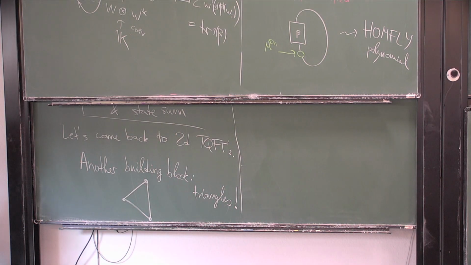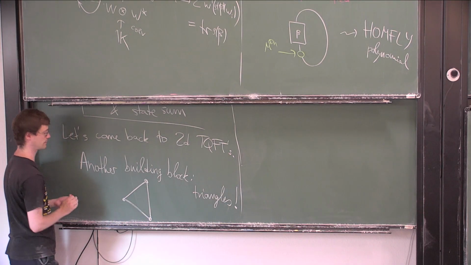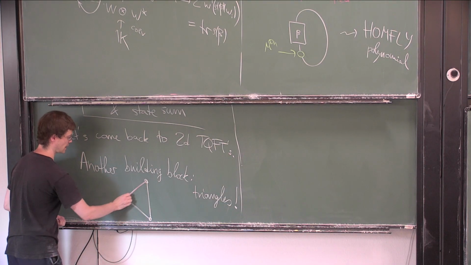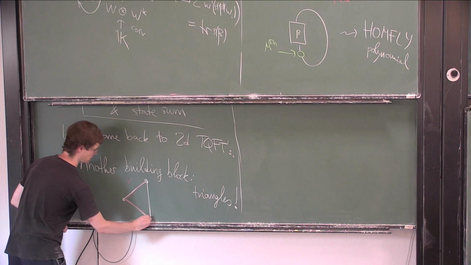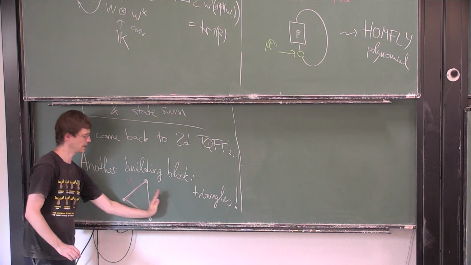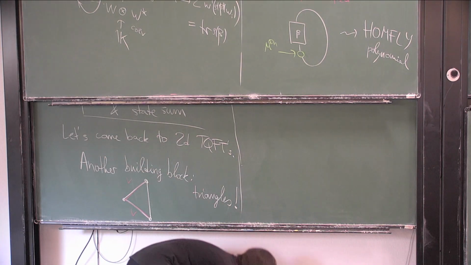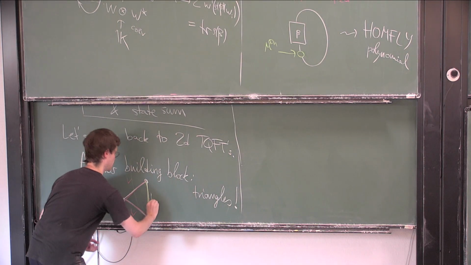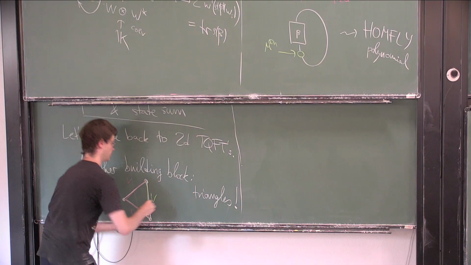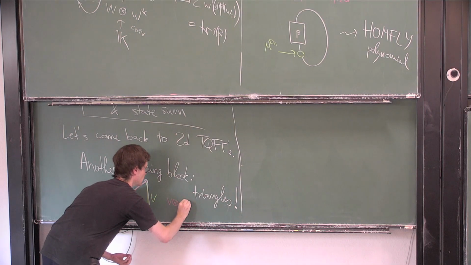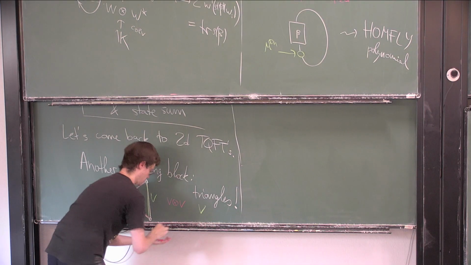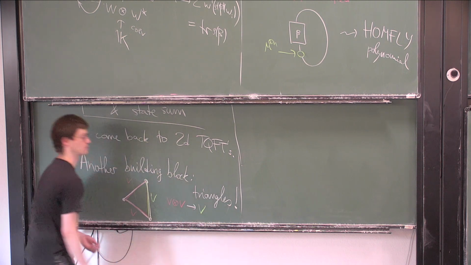So the idea is that a triangle is still some kind of multiplication. If I associate to an edge some vector space, then if I read it from left to right, I have a vector space here, and then another vector space here. So I can interpret it as a map from V tensor V to V. So this is also kind of a multiplication.